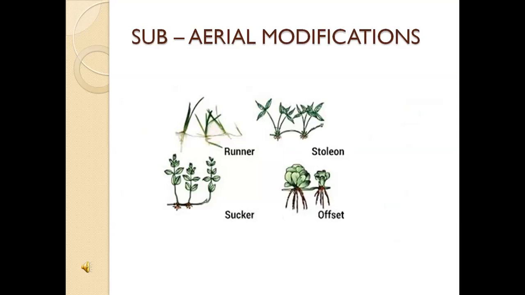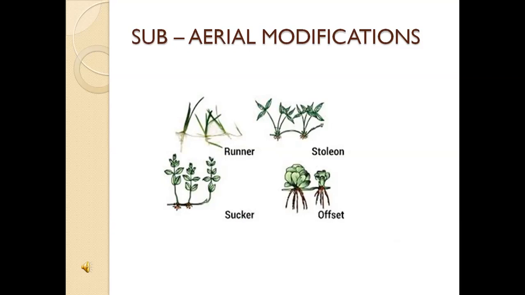First, runner. The stem grows laterally on the surface of the soil, breaks up to produce roots where it touches the ground, to give rise to a new plant. This is an example of a runner. Vallisneria is an example of subaerial modification in runner.